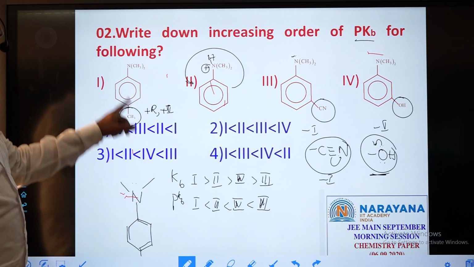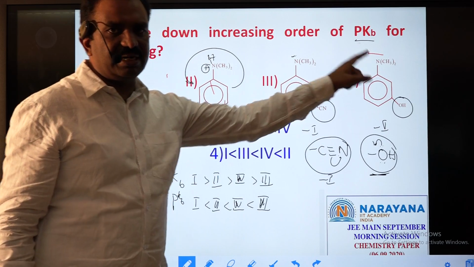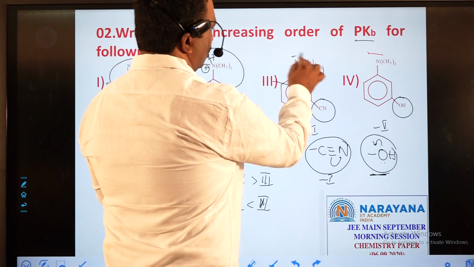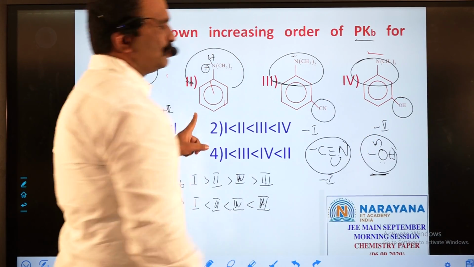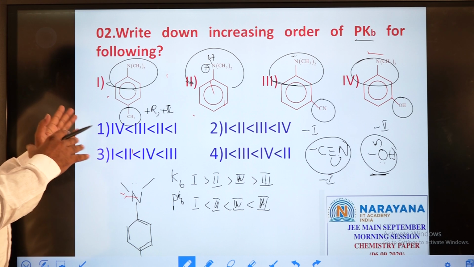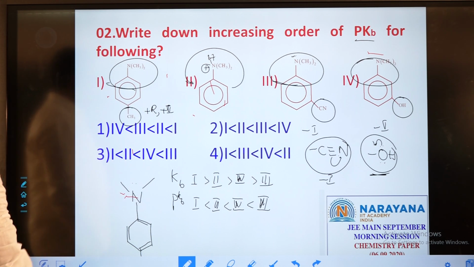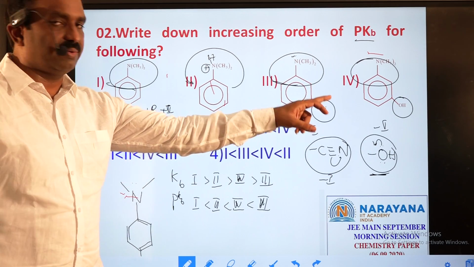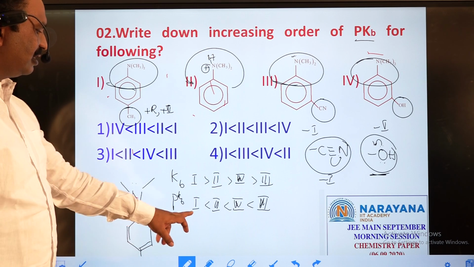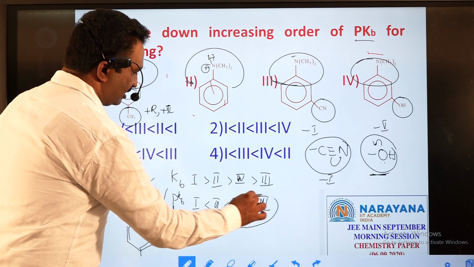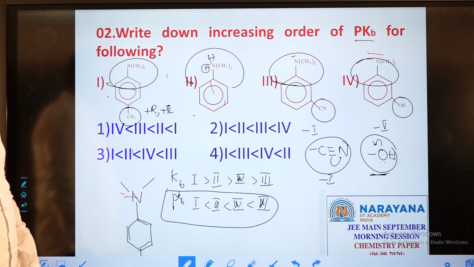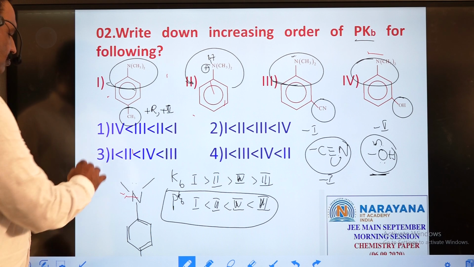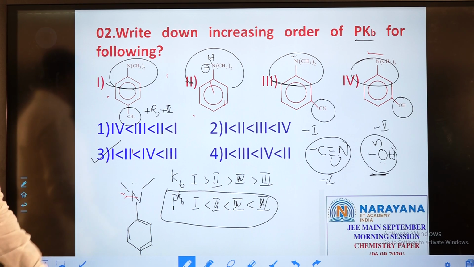But here the solvation of these is not much affected, because there is no substituent around these. Because of that, solvation is not affected. Almost they have an equal extent of solvation. Now only the factor we discussed earlier remains. So relative to this, this is the pKb order: 1, next 4, 3. The third option is correct for this.